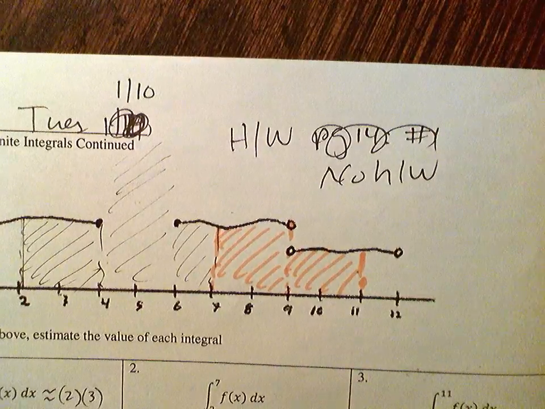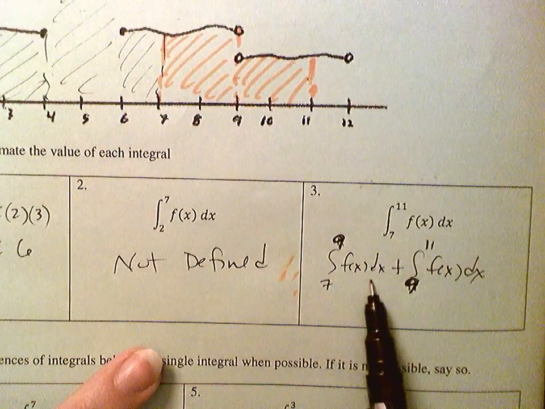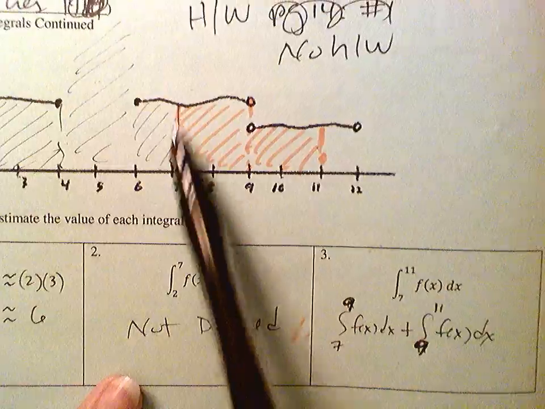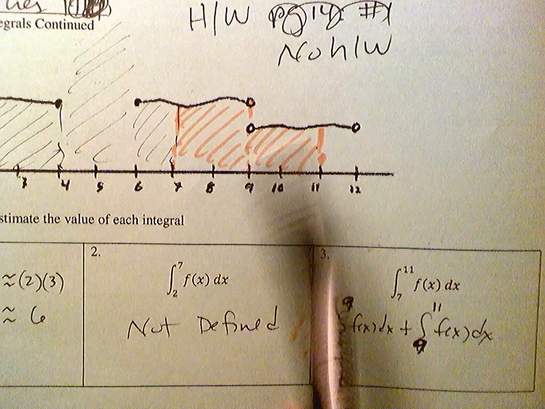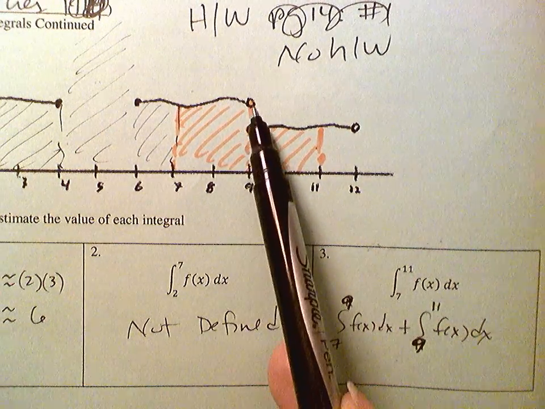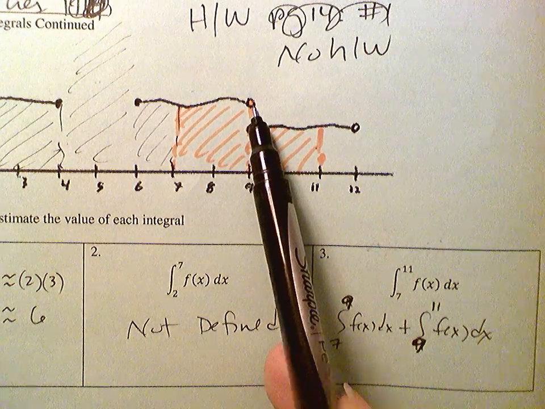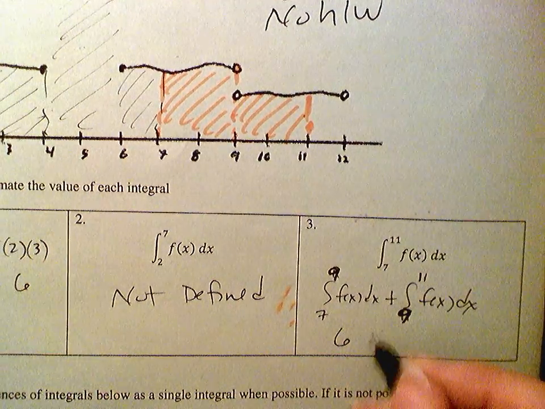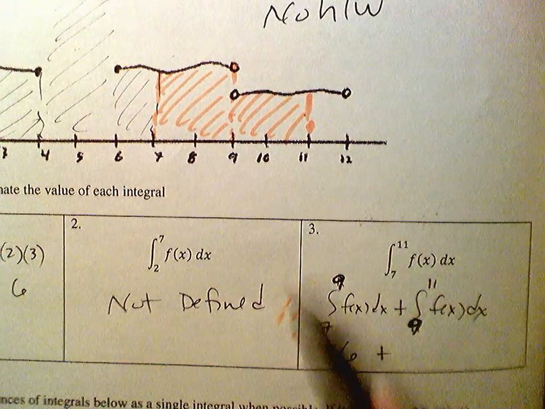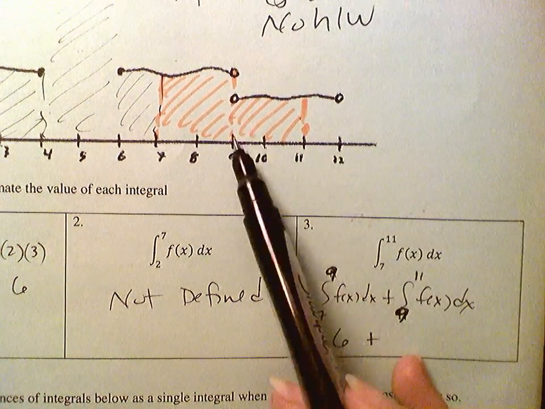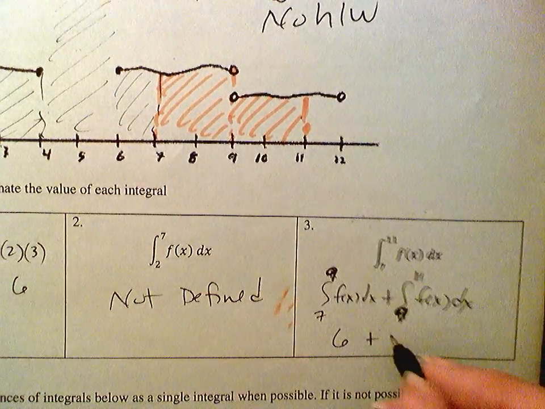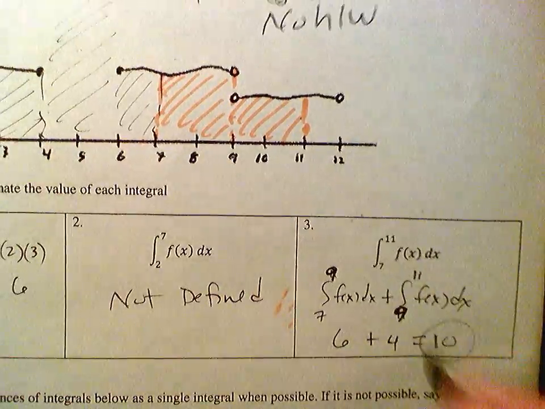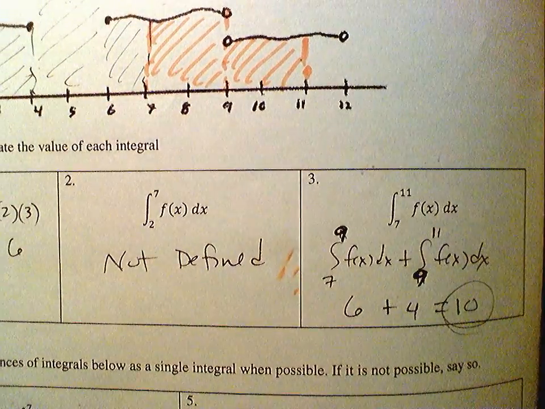So the first integral is approximately the area of that rectangle. Imagine straightening that out. That would be 2 times 3, so that integral is approximately 6. Plus this integral, we would use that rectangle, 2 times 2. So the total is approximately 10.